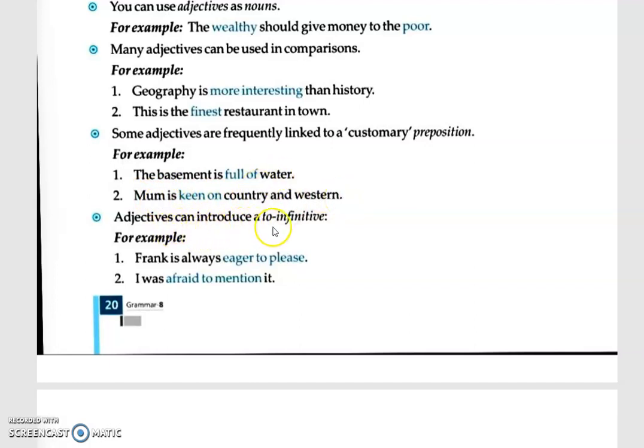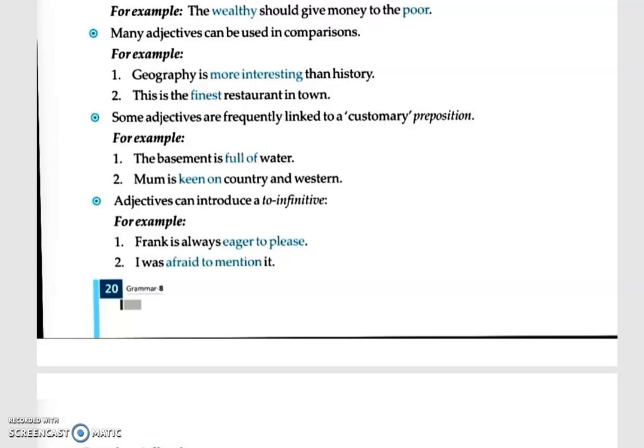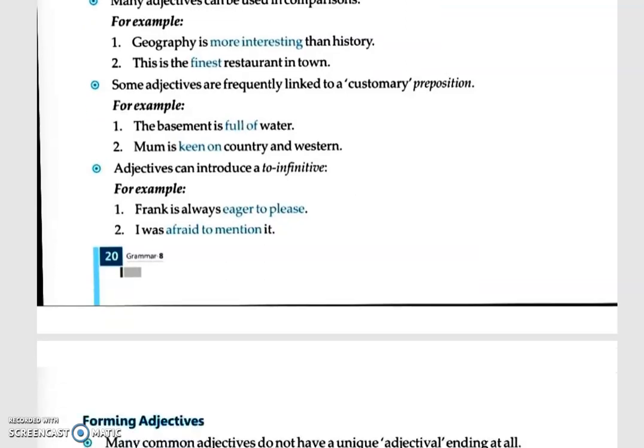Adjectives can also introduce an infinitive. For example, Frank is always eager to please. I was afraid to mention it. Now look at this example. What happens here? The infinitive. This gives a description about Frank, what Frank is. Frank is always eager to please. Here it gives information about ourselves, that is, information about a noun. Afraid to mention. So this is how it is used with an infinitive.